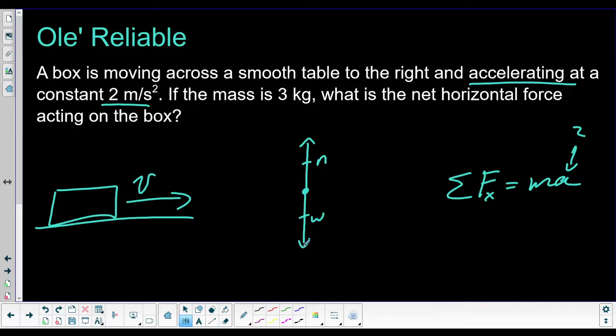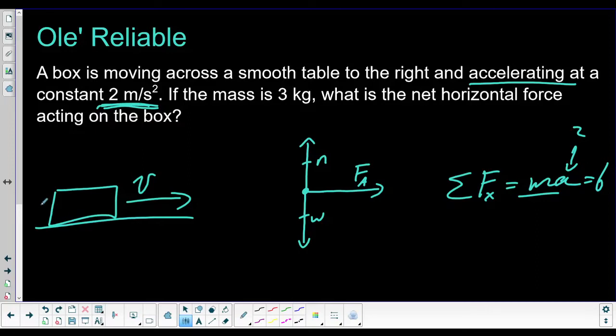These are balanced, and we know from Newton's first law that if they're balanced, this should equal 0. But it says right here acceleration is 2 and mass is 3, so this equals 6. That means our forces have to be unbalanced. So we can tell, even without the problem telling us, that there must be another force to the right because it's causing this acceleration. And we want to know, what is this force? So we can just call it force applied.